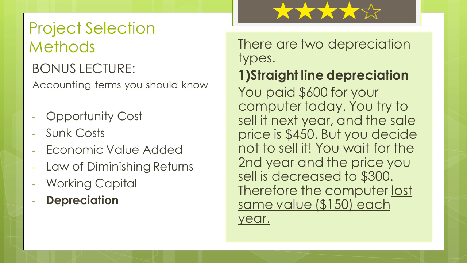There are two depreciation types. First one is straight line depreciation. You paid $600 for your computer today. You try to sell it next year and the sale price is $450. But you decide not to sell it. You wait for the second year and the price you sell it for decreases to $300. Therefore, the computer lost the same value, $150 each year. This is an example of straight line depreciation.